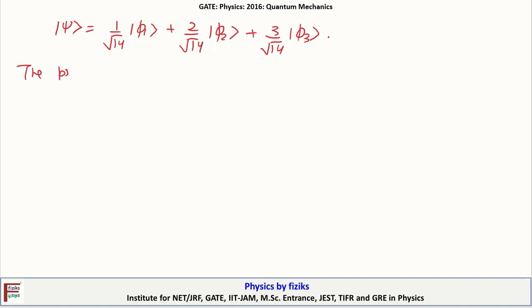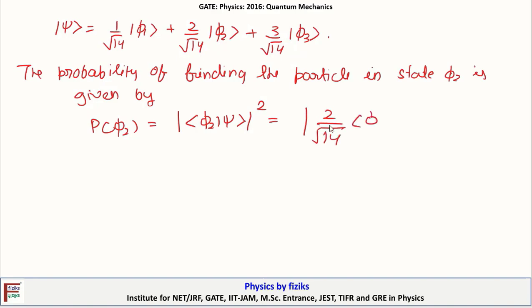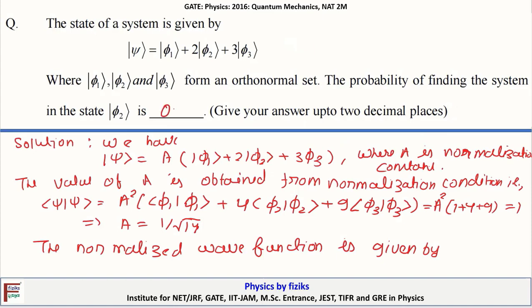The probability of finding the particle in state phi 2 is given by P of phi 2 equals mod square of phi 2 dot psi, that is, 2 by root 14 whole square, that is 4 by 14, which is 0.28. Thus our answer is 0.28.